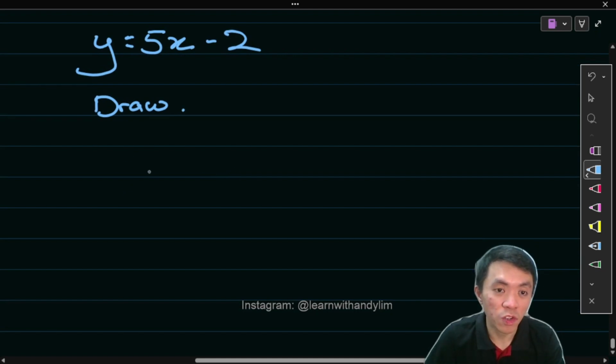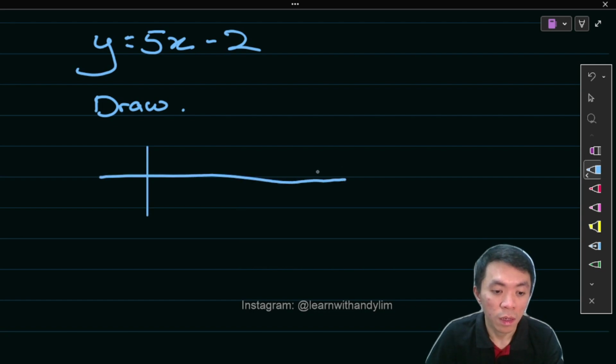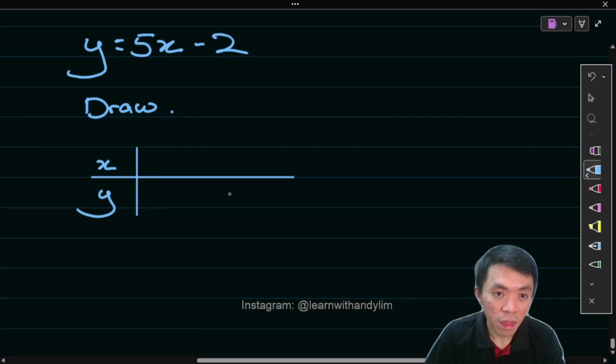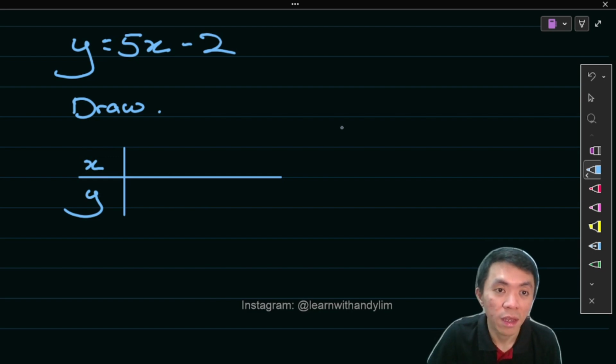This is a very common question. For this kind of question, you want to make a table. Put x and y. Then you might want to substitute a clever value for x in order to get your y.